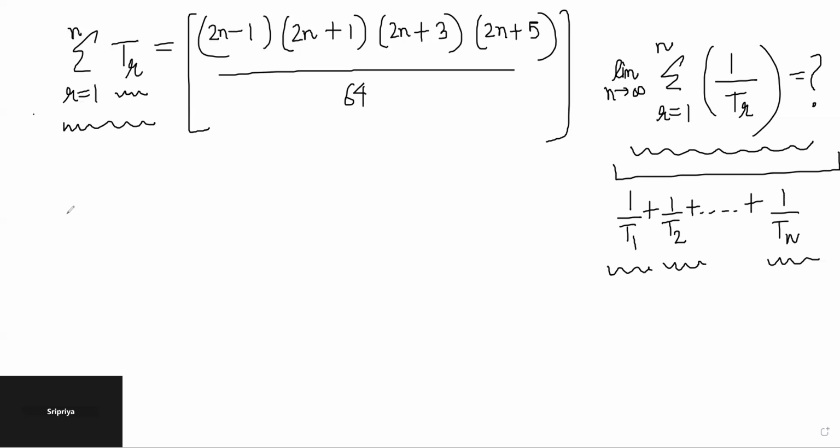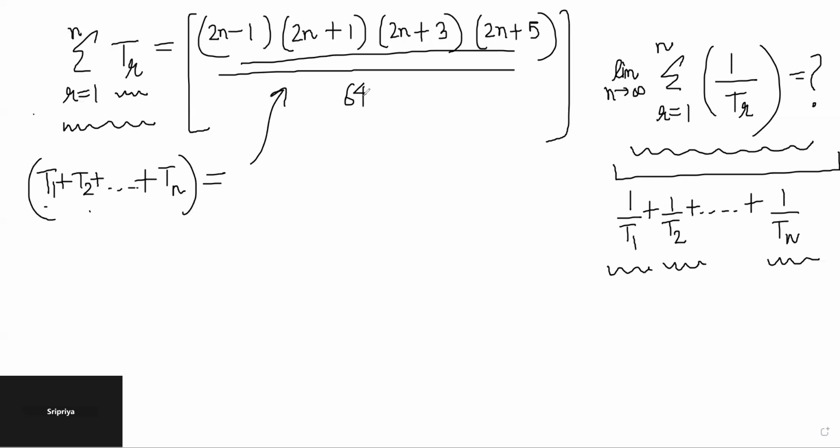I misunderstood the question initially. I thought Tr is a single term, but it is a summation of terms, which is 2n minus 1 and so on. All we know right now is that T1 plus T2 plus up to Tn is equal to this. We don't know the nature of each individual term. You can't just say that this expression is one term of it. Obviously, we can't do anything right now because we don't know what T1, T2, T3 look like. What we have to do here is summation of something like this.